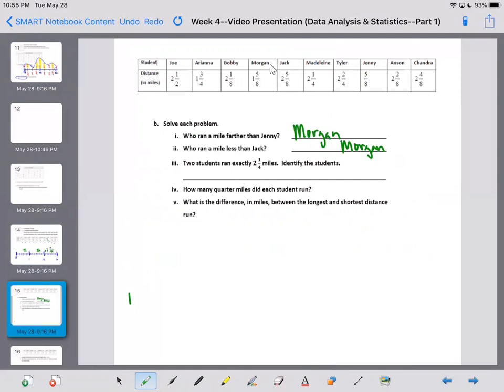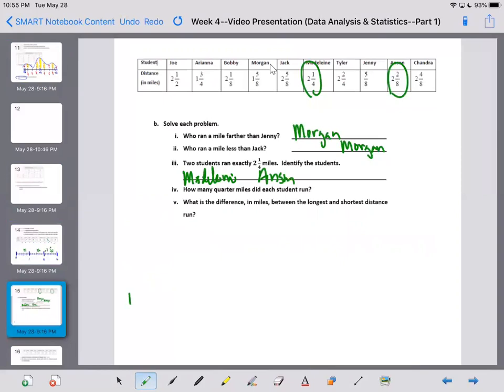There's 2 students that ran exactly 2 1/4 miles. Identify those. Well, that would be Madeline and Anson. Madeline was 2 1/4. Anson was 2 2/8, which is also 2 1/4.